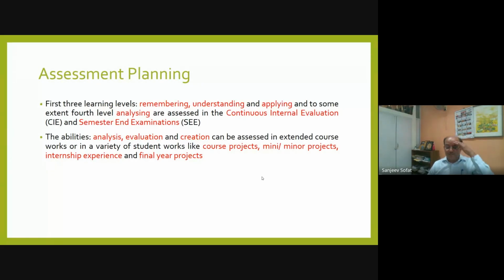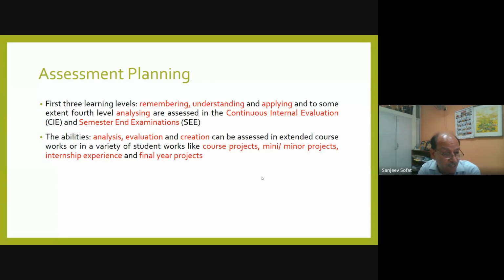It depends upon the subject and course you're teaching. The abilities to analyze, evaluate, and create can't be tested in a fixed-hour examination. They are flexible things. And how do we do it? We evaluate them based on the course project, mini project, internship experience, and the final year projects. We also say assignments. That means this assignment has to take care of the analysis, evaluate, and create part.